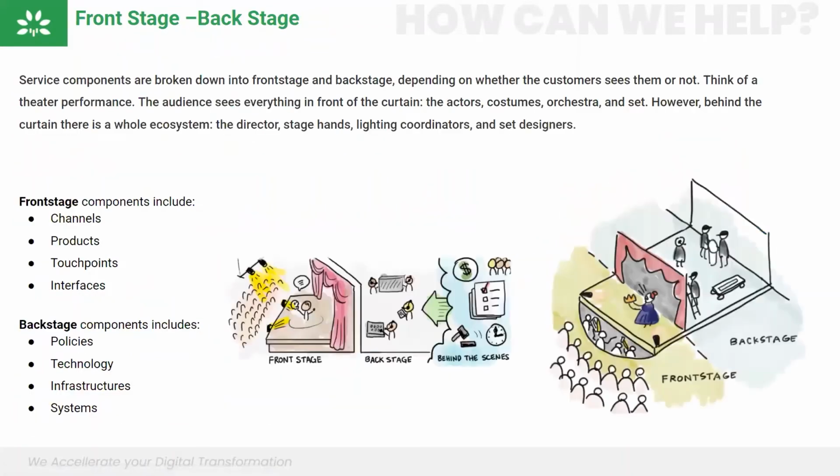So front stage components include the channels, products, touch points, and the interfaces. Backstage components include policies, technology, infrastructure, and systems.